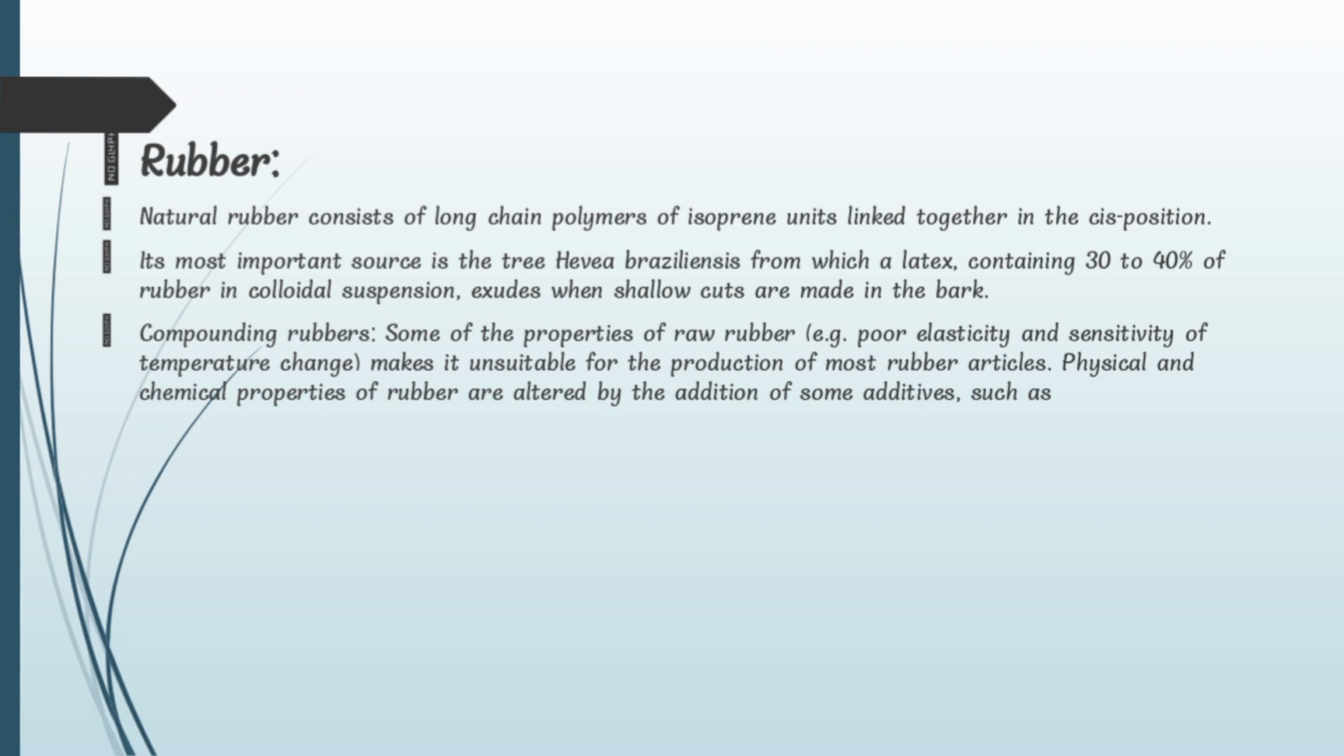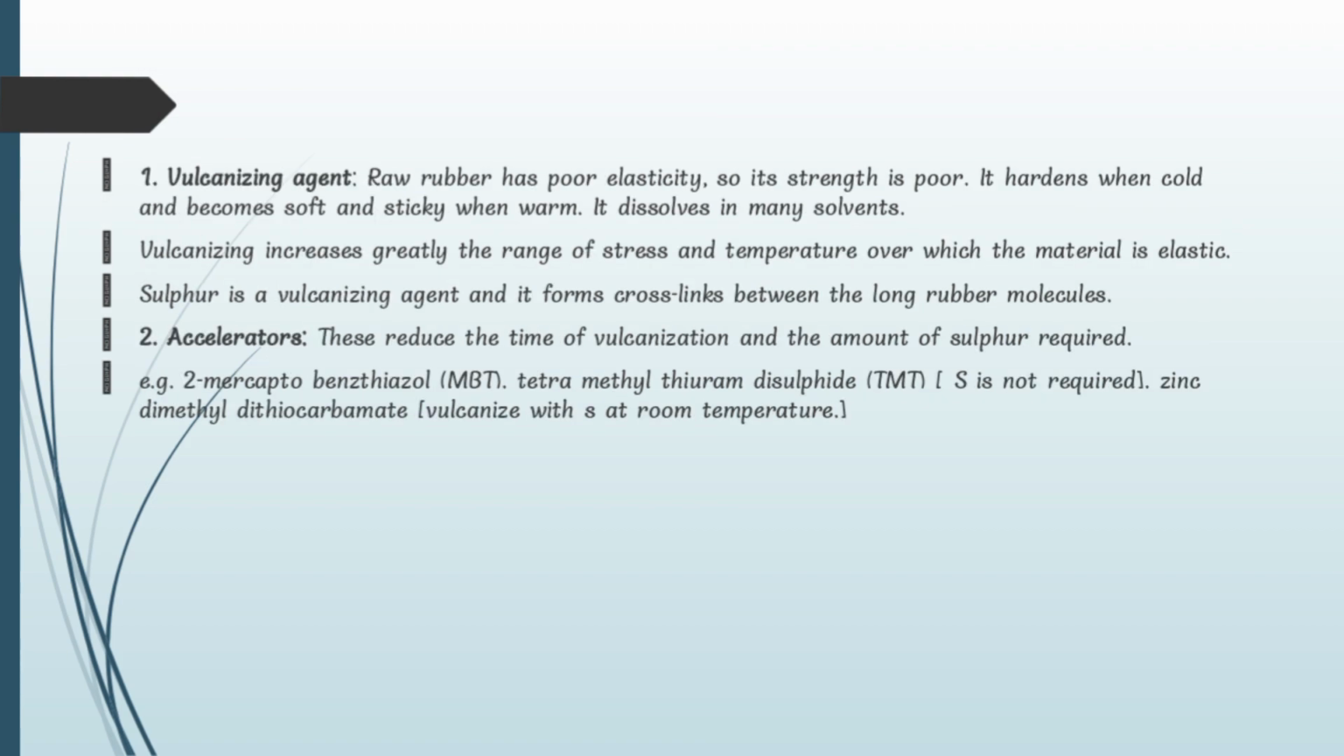Compounding rubbers: some of the properties of raw rubbers, poor elasticity and sensitivity to temperature changes, make it unsuitable for the production of most rubber articles. Physical and chemical properties of rubber are altered by the addition of some additives such as vulcanizing agent. Raw rubber has poor elasticity, so its strength is poor. It hardens when cold and becomes soft and sticky when warm. It dissolves in many solvents.